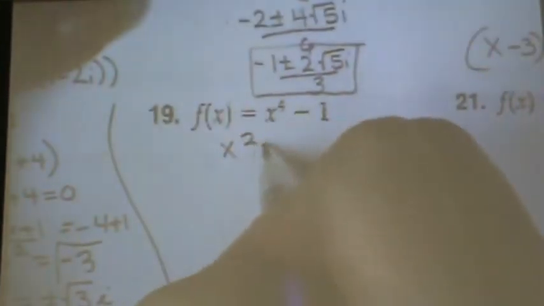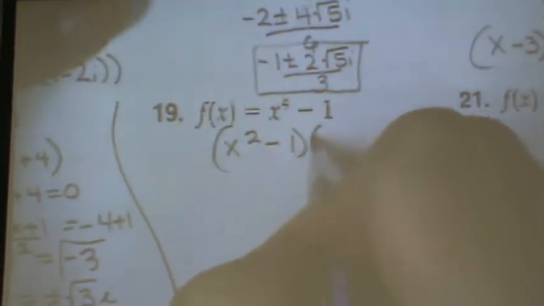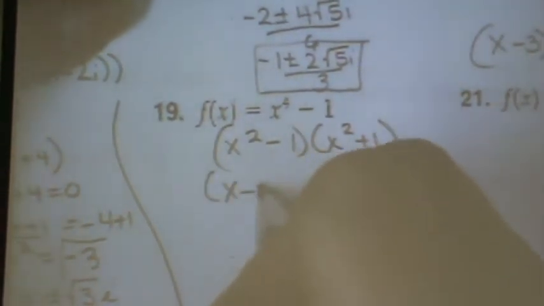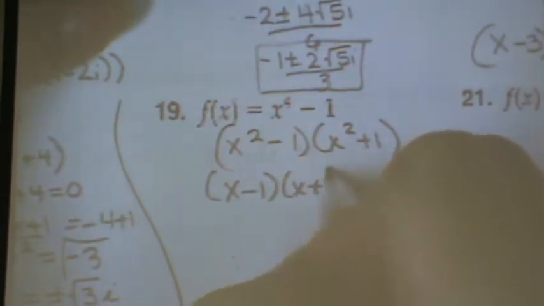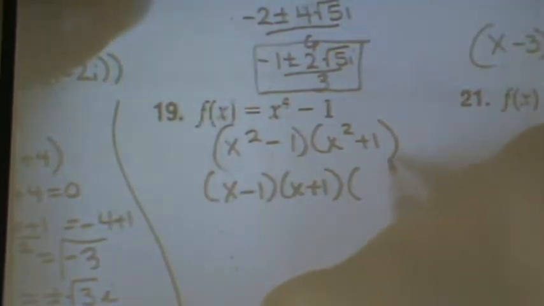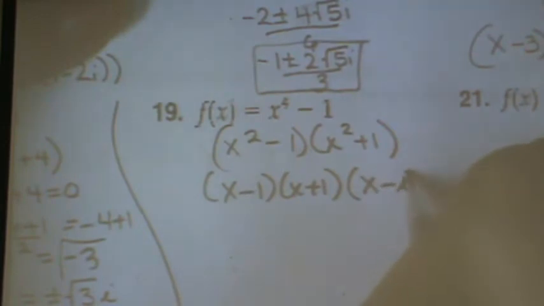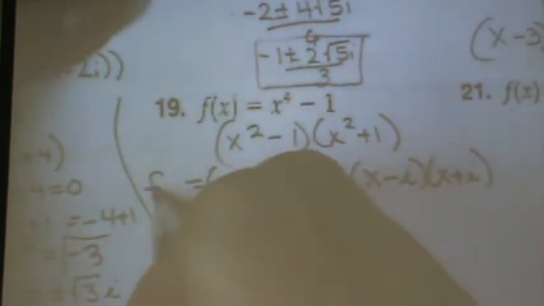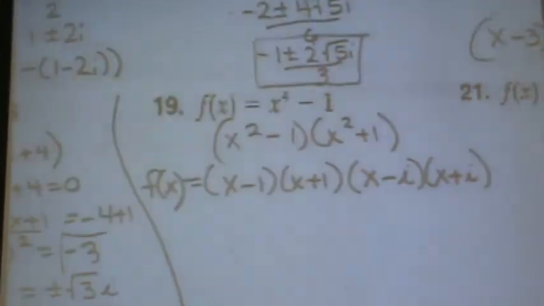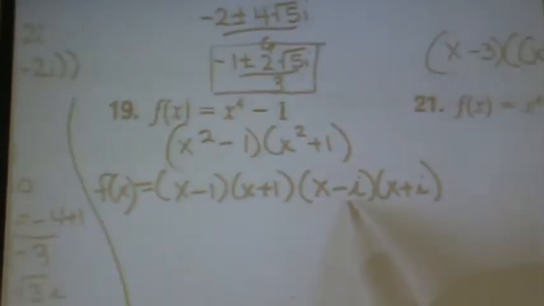Number 19, we have the difference of two perfect squares, x squared minus 1, x squared plus 1. This factors to be x minus 1, x plus 1. And then this one, i and negative i are going to be your factors, so x minus i and x plus i. And that is what f of x is equal to. So your zeros would be plus or minus 1 and plus or minus i.